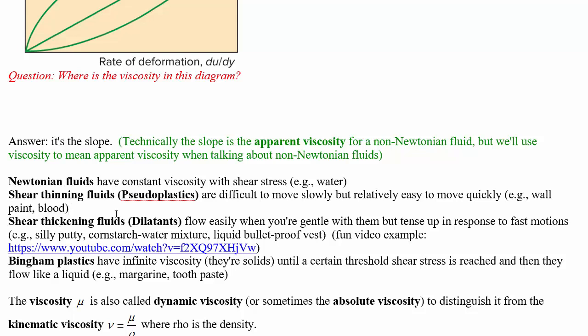So shear thickening fluids, dilatants, on the other side of it, would be silly putty, cornstarch water mixture, or the liquid bulletproof vest. I'll leave it to you to check out this video. This is some people running across a cornstarch water mixture.